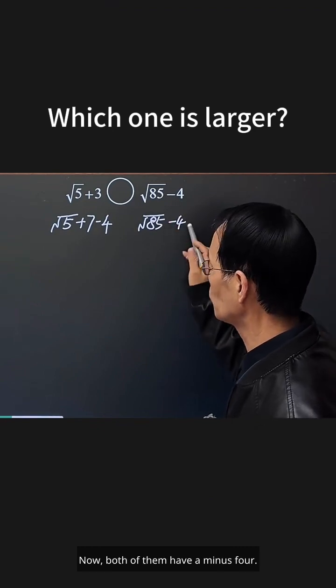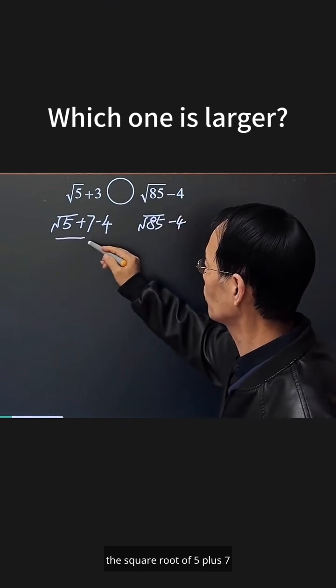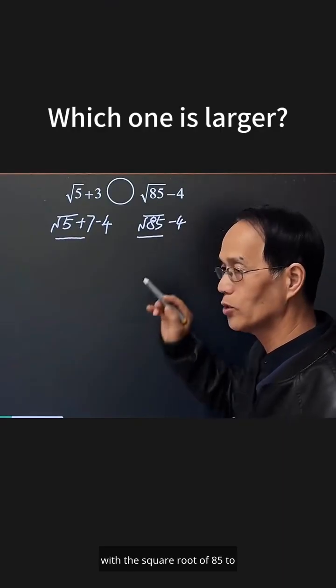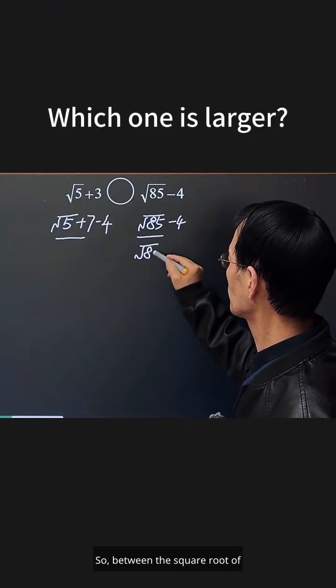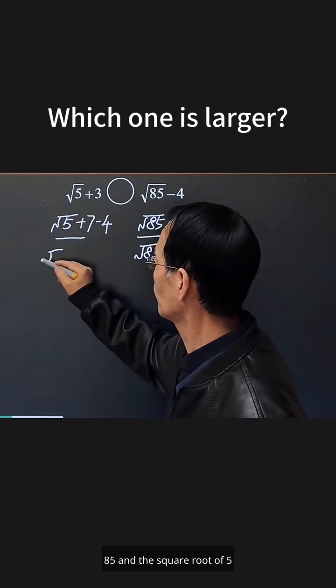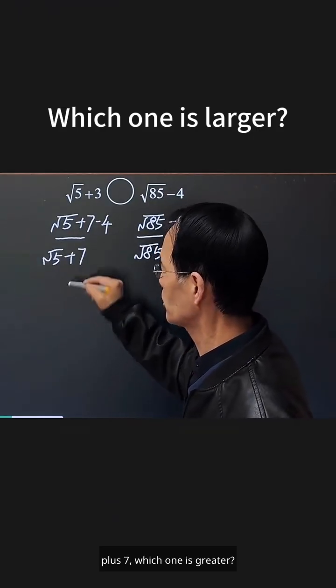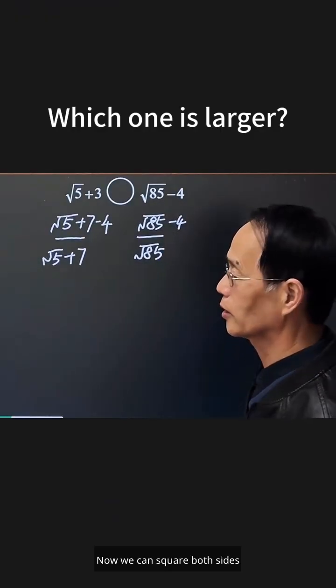Now both of them have a minus 4. Now we just need to compare the square root of 5 plus 7 with the square root of 85 to see which is bigger or smaller. So between the square root of 85 and the square root of 5 plus 7, which one is greater? Now we can square both sides at the same time.